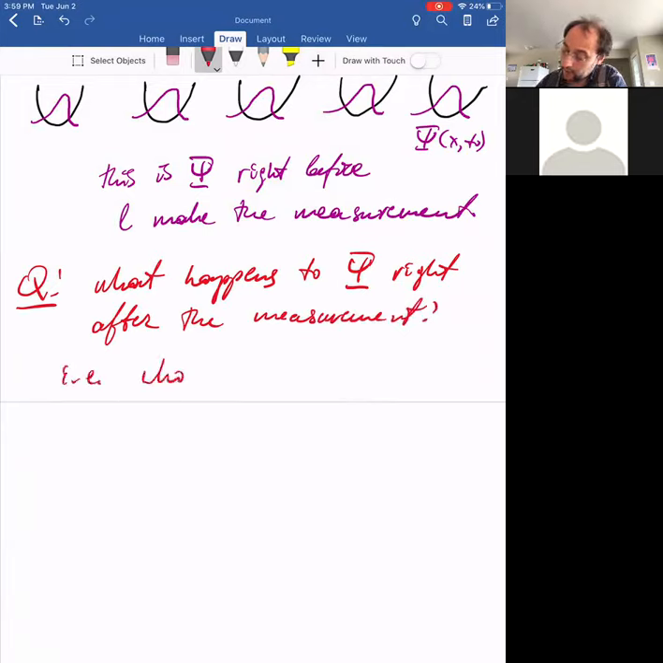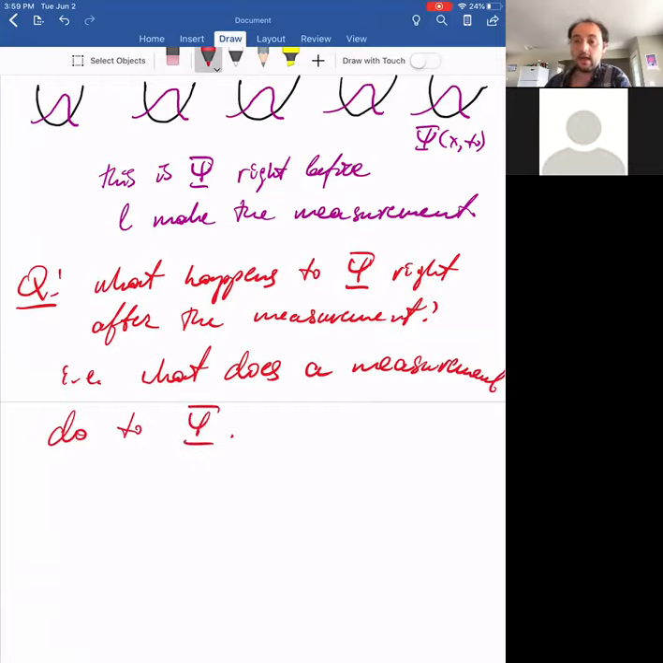I.e., what does a measurement do to the wave function? I want to make it clear, measurement does not necessarily mean that there's a conscious human being, okay? Measurement is a form of interaction.